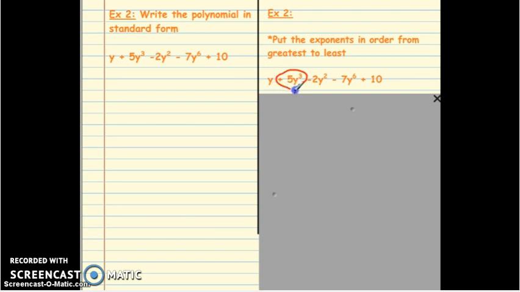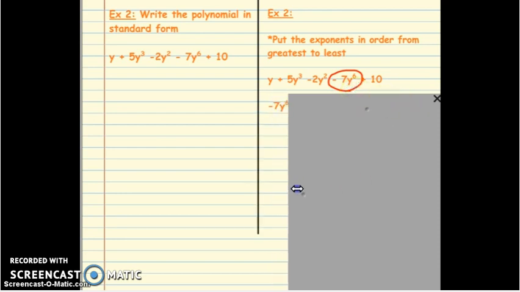We've got our 5y. Oh, let me take that back. My bad. Well, let's try this again because I wasn't looking close enough. You were probably thinking, Miss Johnson, there's an exponent of 6 right here. And you're absolutely right. And make sure you take that sign in front. So our greatest exponent is 6, so we're going to write negative 7y to the 6th power first.